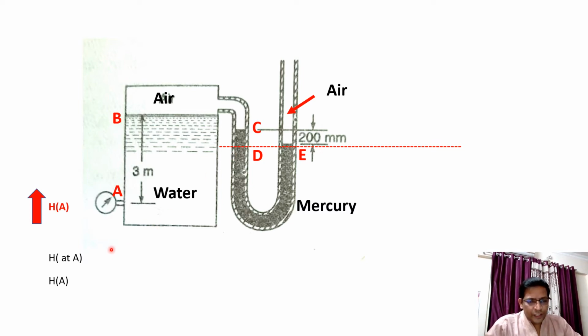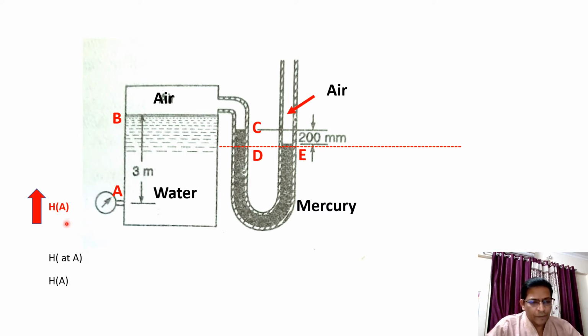Now, in the manometric equation method, start from a known end or an unknown end. The unknown end here is the pressure head at point A, and the known end is point E, connected to atmospheric pressure. So you can assume the pressure head at point E equals 0. Let us continue with point A.